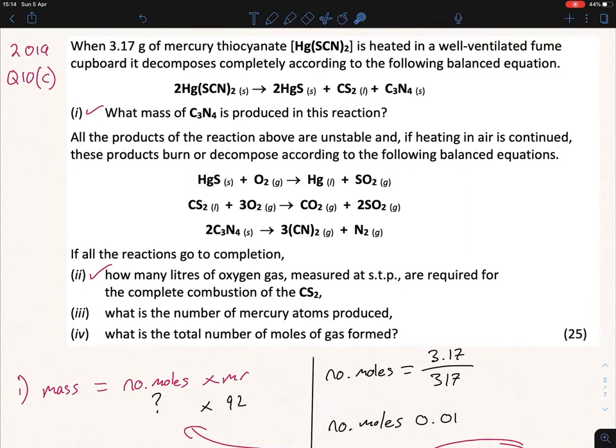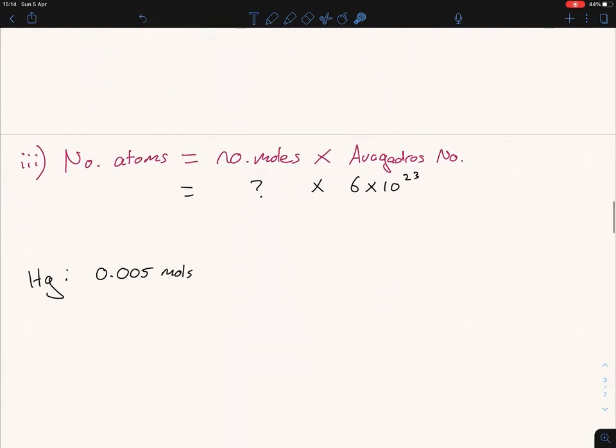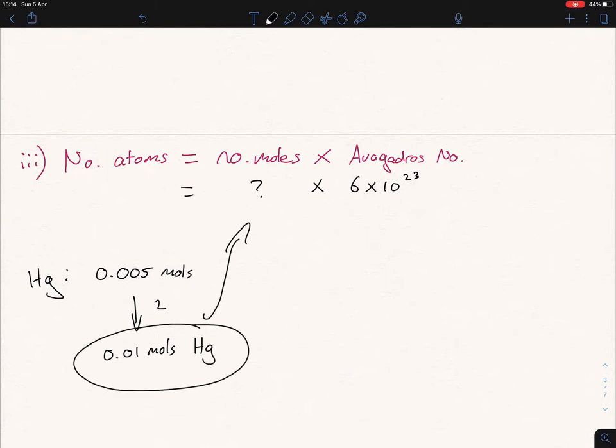So therefore we're dealing with 2 mercury atoms. Instead of having 0.005 moles, because that's 2, we actually have 0.01 moles of Hg. And that's the answer we're going to plug in up here. So it now becomes your number of atoms equals 0.01 times 6 times 10 to the power 23. And again, I can't stress this enough, put them all into brackets. You're less likely to make a mistake. And you'll get 6 times 10 to the power 21 atoms.